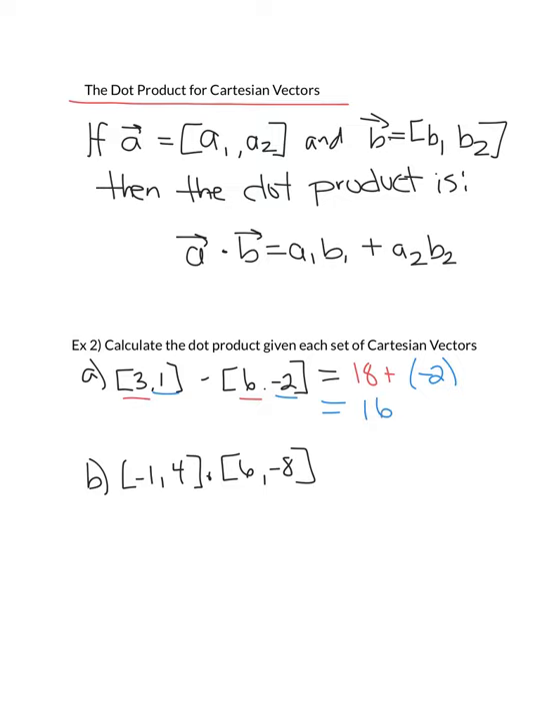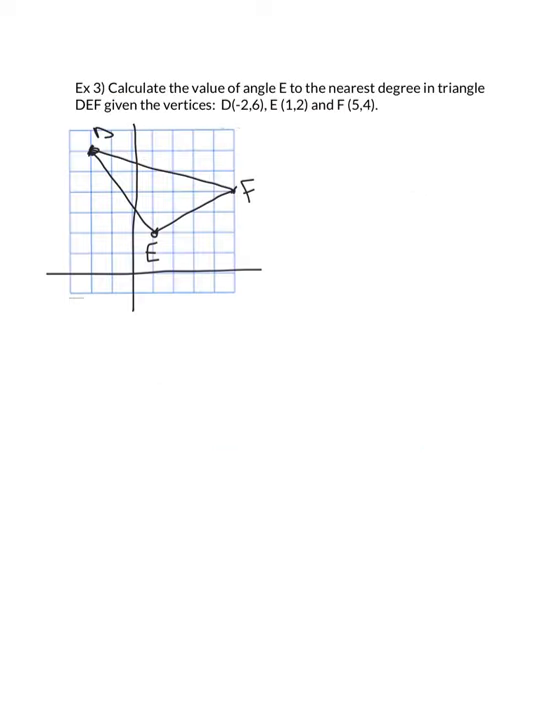Part B says (-1, 4) dot (6, -8). So again, I'm going to multiply those x values. -1 times 6 is -6, plus 4 times -8 is -32, and then I'm going to get -38.